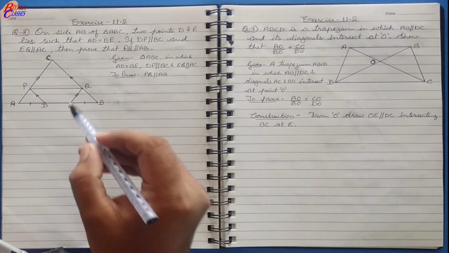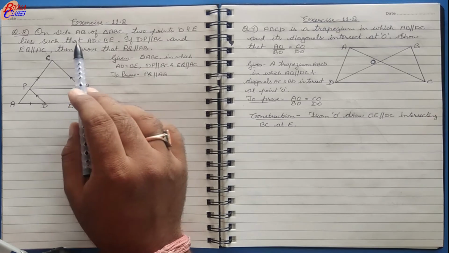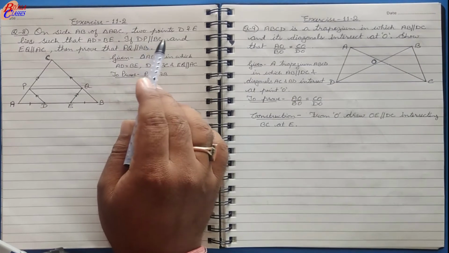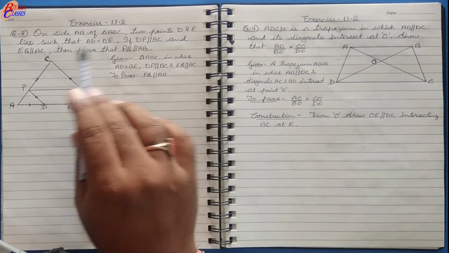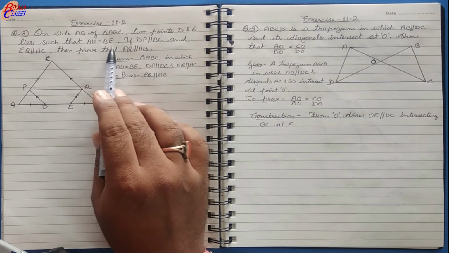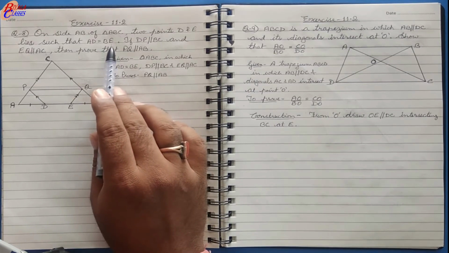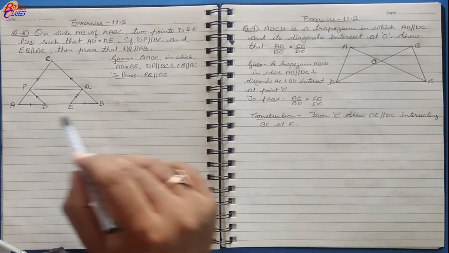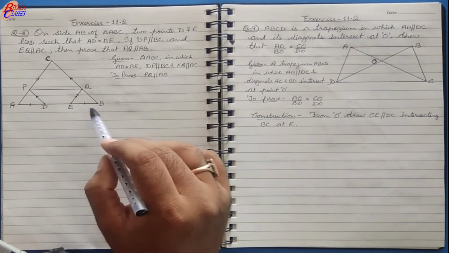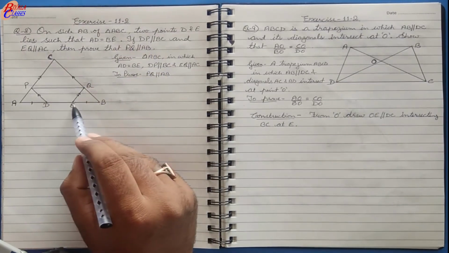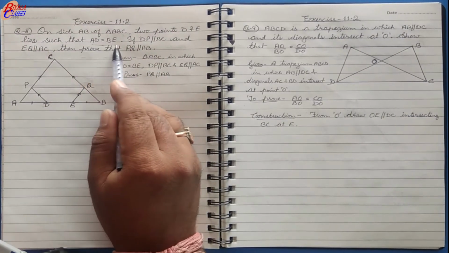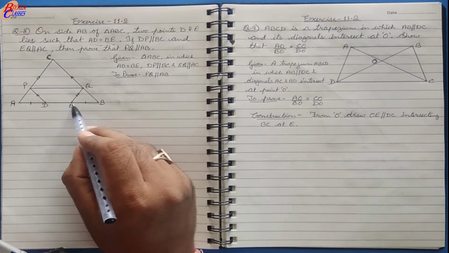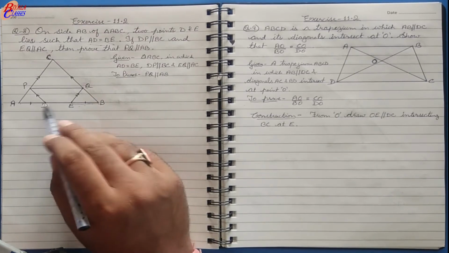So as you can see here, question number 8 of this exercise 11.2, it says on side AB of triangle ABC, 2 points D and E lie such that AD is equal to BE. So what is given? We are given a triangle ABC in such a way that on the side AB there are 2 points D and E. They are in such a way that AD is equal to BE. This part AD and this part BE, these two parts are equal to each other.